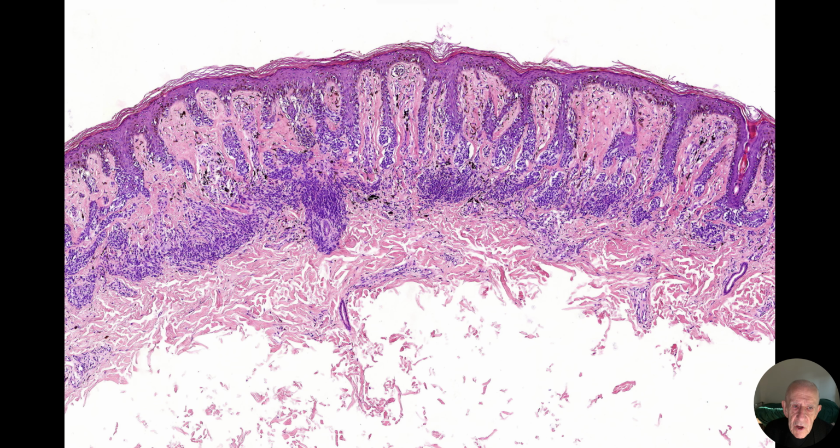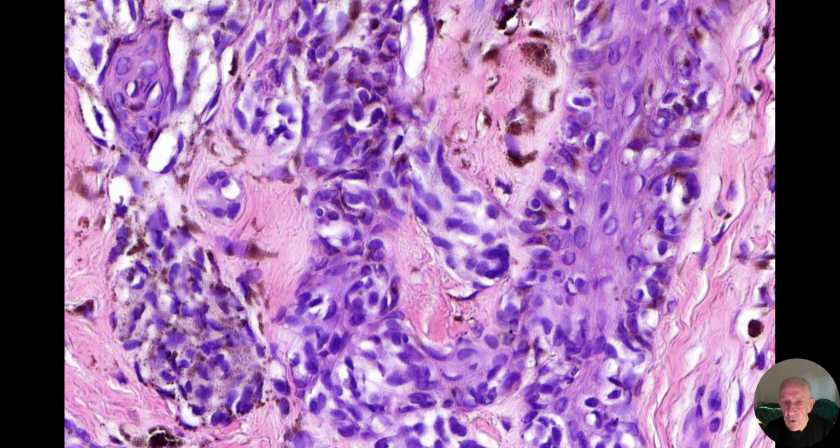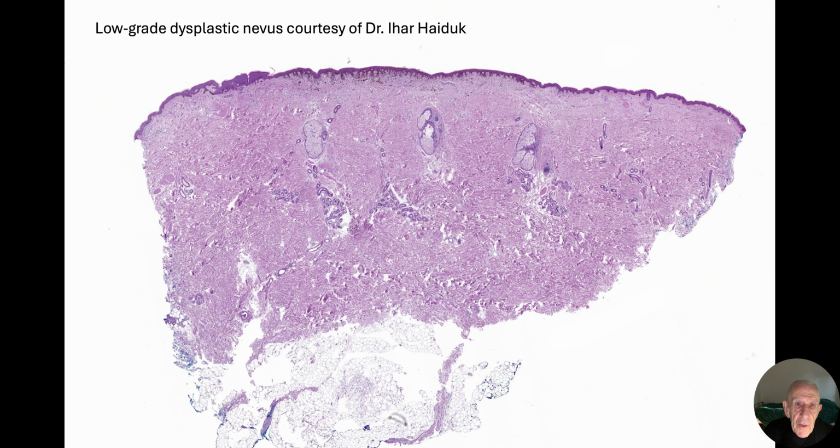And there's a closer view. You can see that there is architectural disorder and there is bridging. And there's a closer view showing extensive bridging, and another high power view showing the same. And the nuclei are greater than 1 times the size of a basal keratinocyte. So this is a nice low-grade dysplastic nevus.